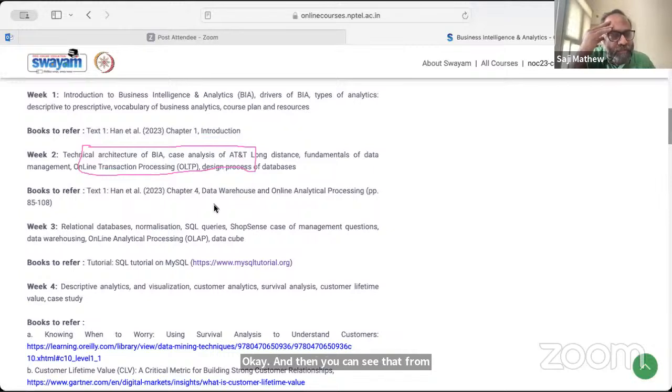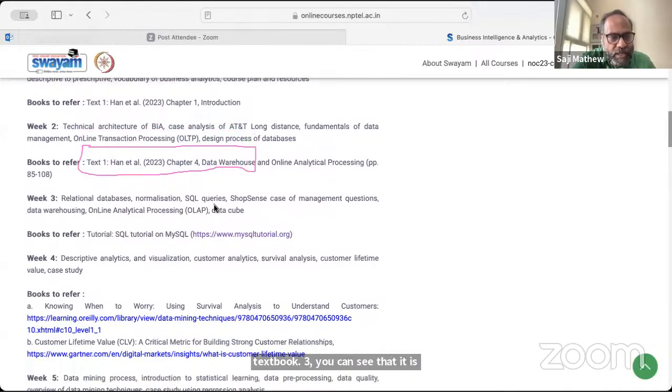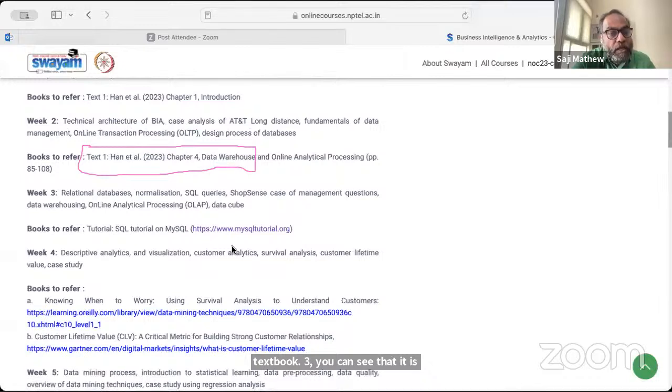From week 2, you again have a reference to chapter 4 of the textbook. Week 3, you can see that it is on databases and queries. These database tutorials or SQL tutorials are not there in the textbook. So I have given a reference to an online free tutorial site for learning SQL, mysqltutorial.org. SQL is a language which anyone can learn.